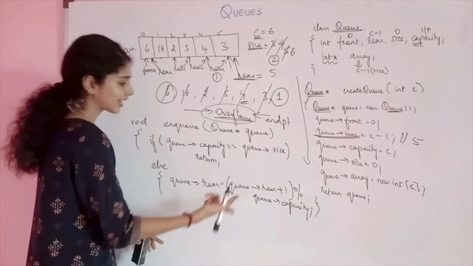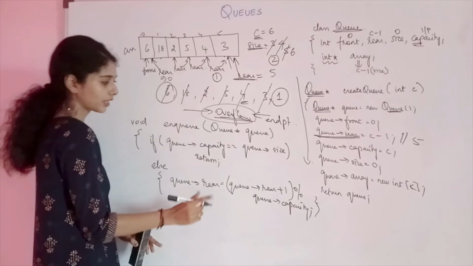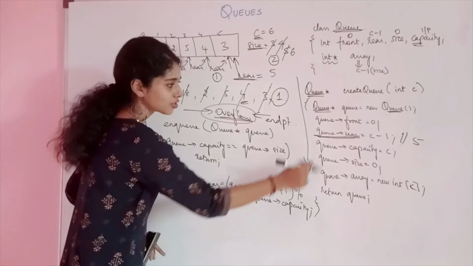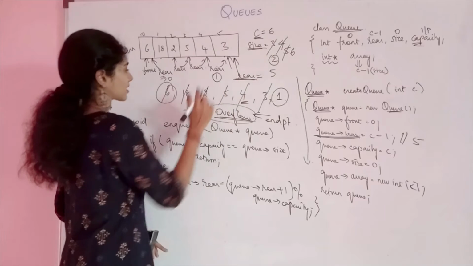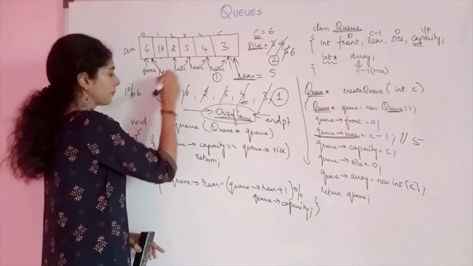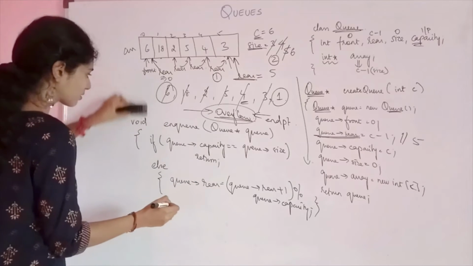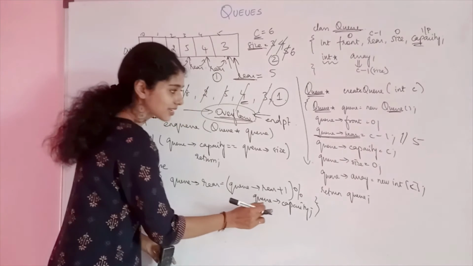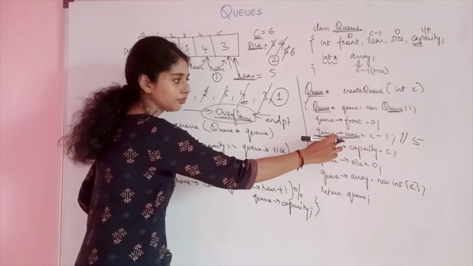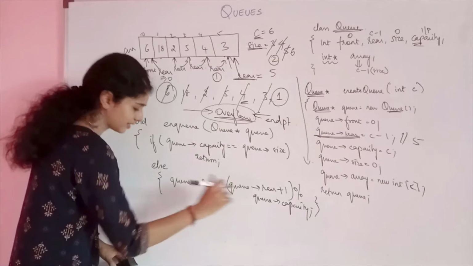And then during the second iteration, what will happen? Real's value is right now 0. So 0 plus 1 is 1, modulus of Q of capacity, which is 6. So 1 mod 6, and after the insertion real will have a value of 1. So this is how things will change. That's why we have Q of capacity, because we initially had the value of capacity minus 1 for the real. So Q of real is this.